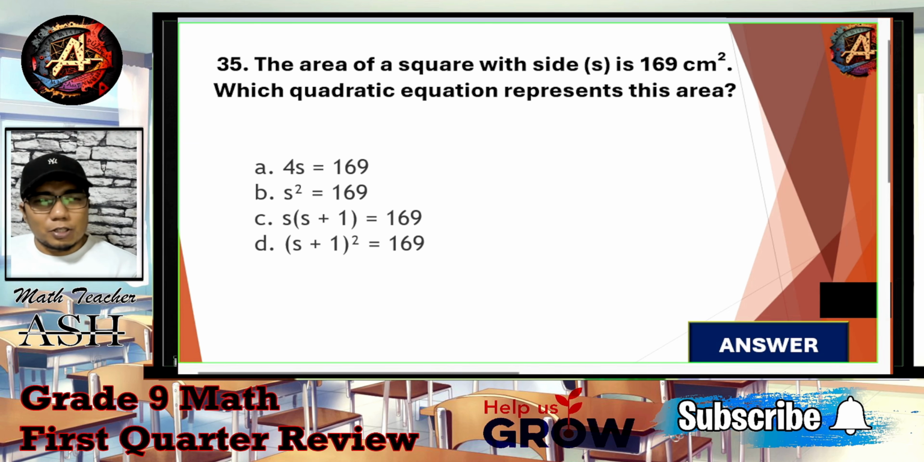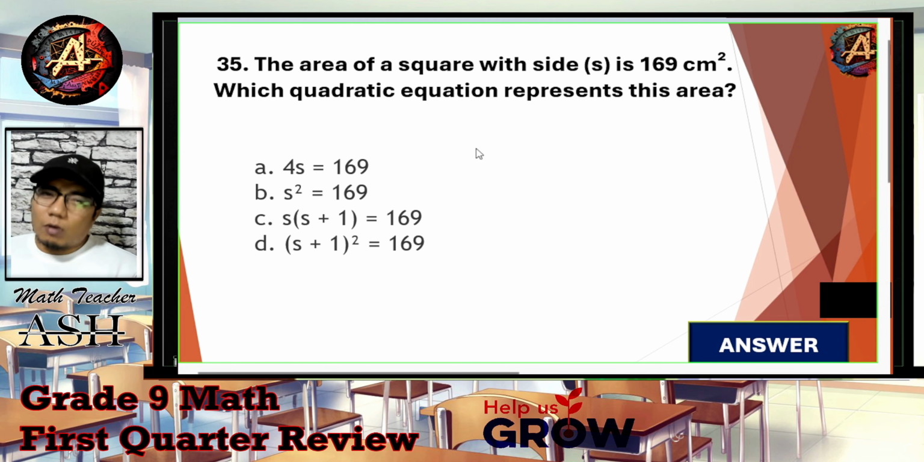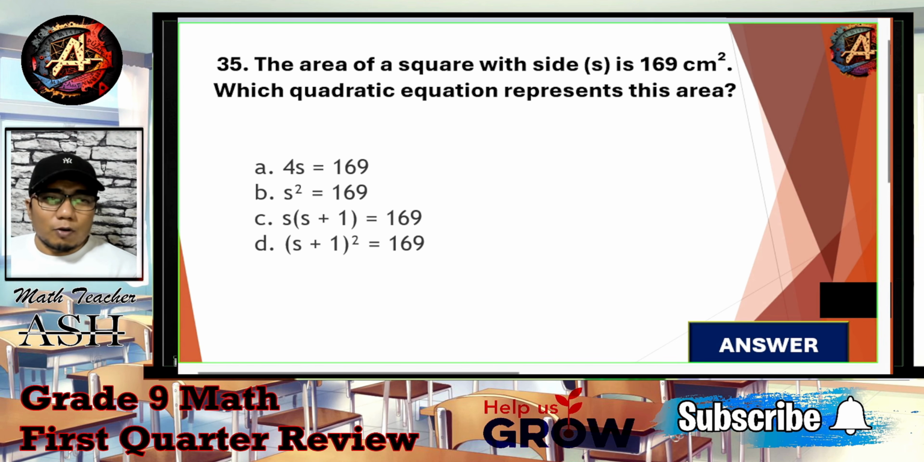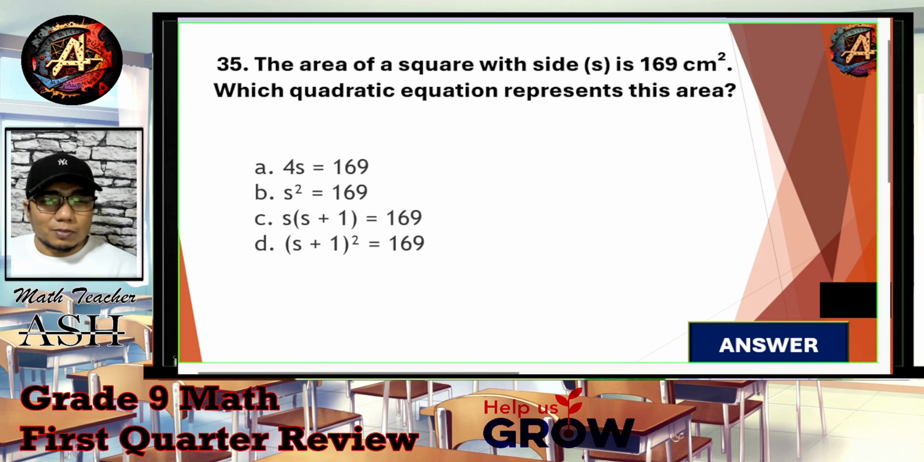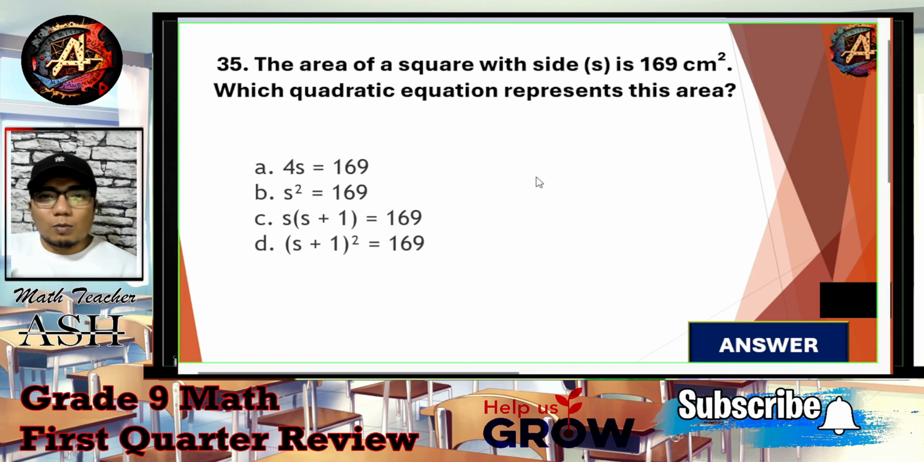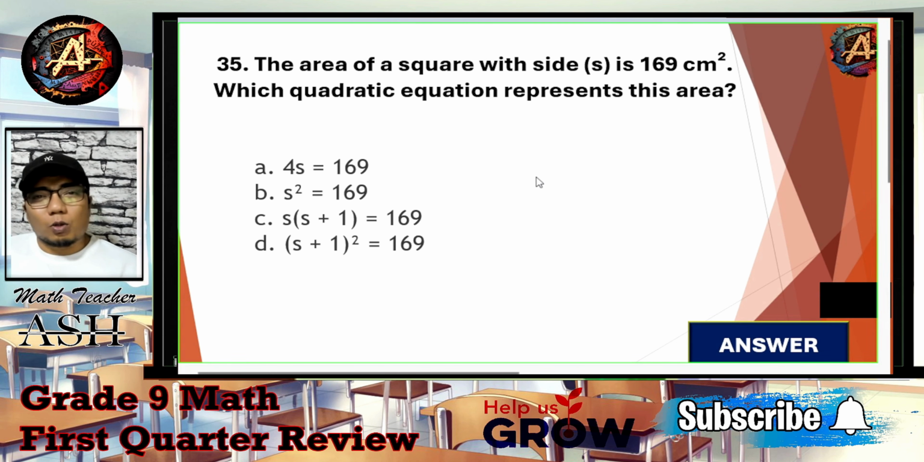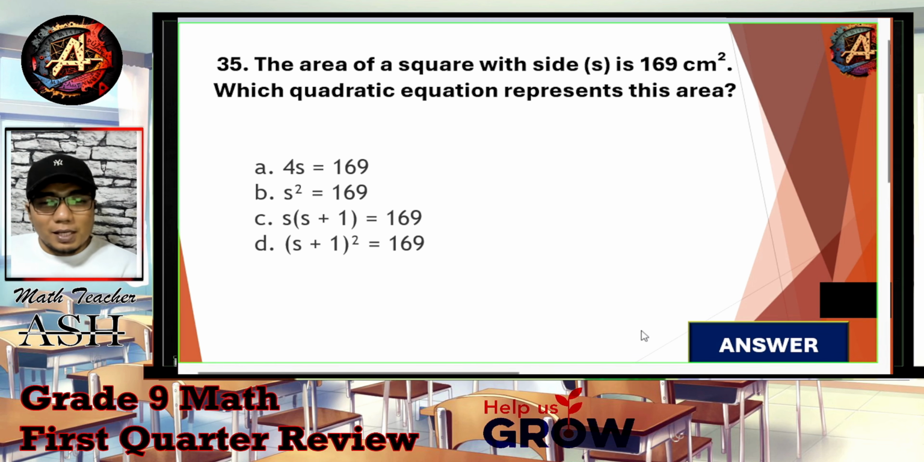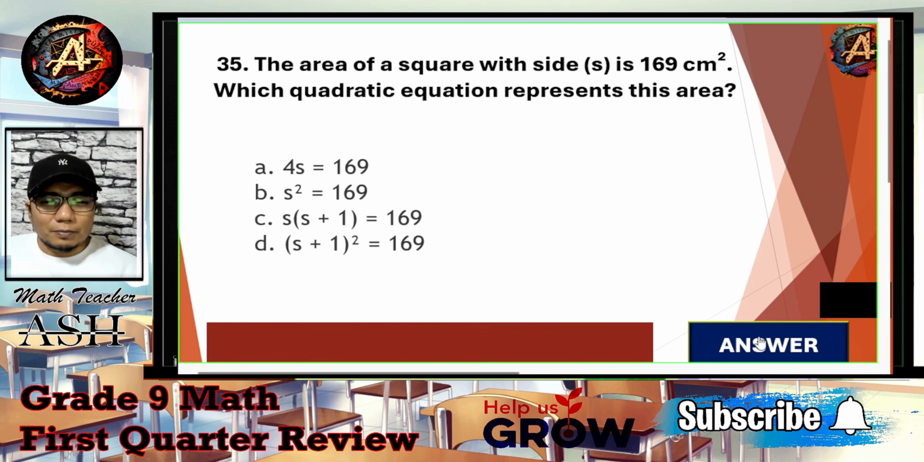Now, my dear math learners, this is very, very easy. Why? Because we are talking about the area of a square. Ask yourself, do you still remember the formula for the area of a square? If so, the area of the square is equal to S squared. That would be S squared is equal to 169. That is letter B. Let's check whether we are correct. Alright, very easy, my dear math learners.